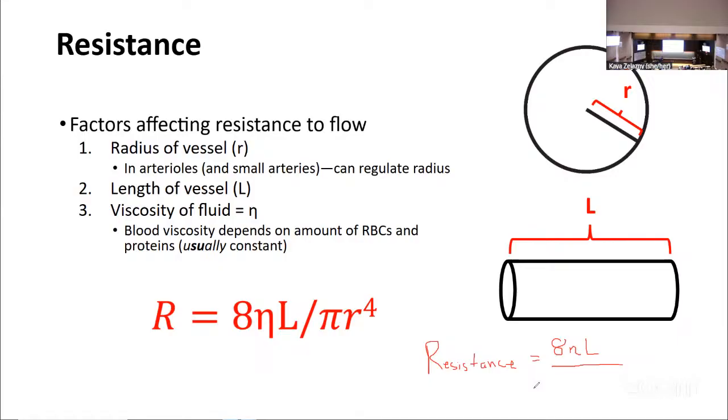But this bottom part is going to change. Okay, so on the bottom here, we have some multipliers, right? So we're going to have pi, and then we have little r to the fourth. Be careful as we're moving through to pay attention to whether we got a big R or a little r, because those are different things. Our big R is resistance. Our little r is our radius. I'll just write that in here.